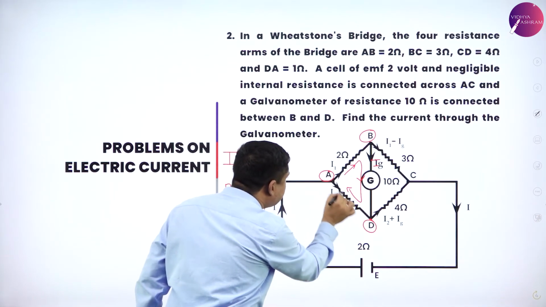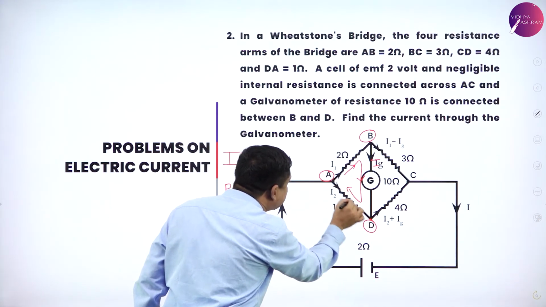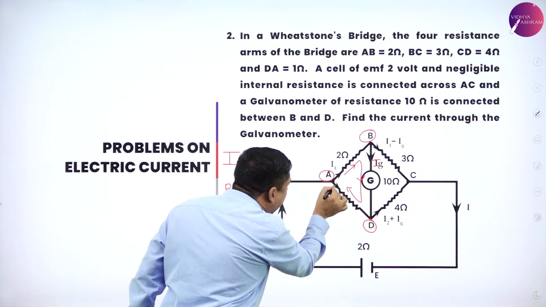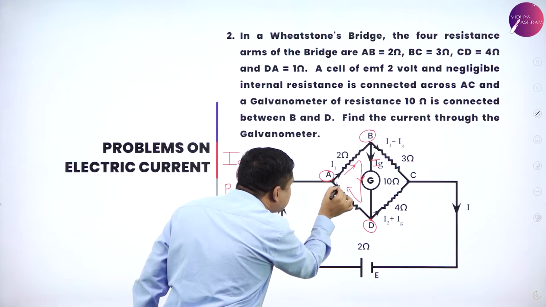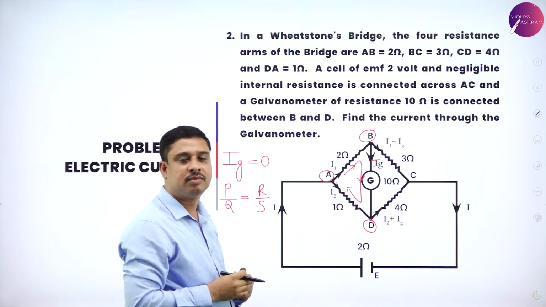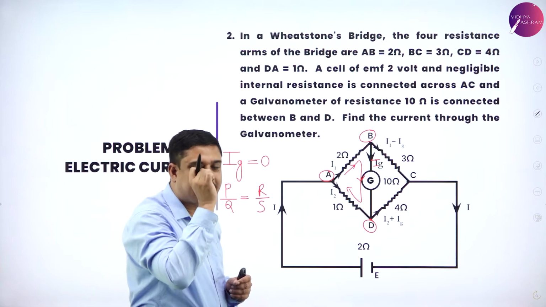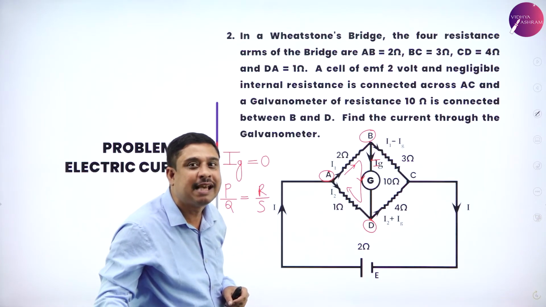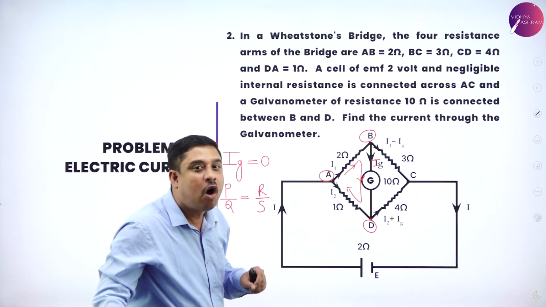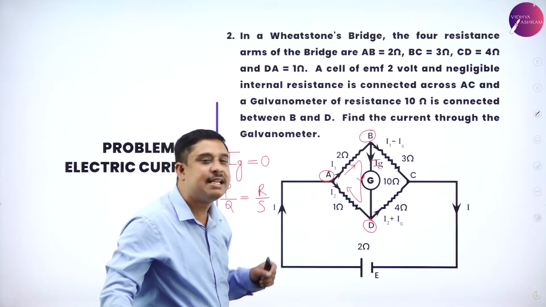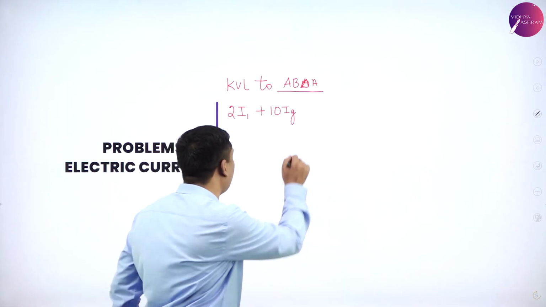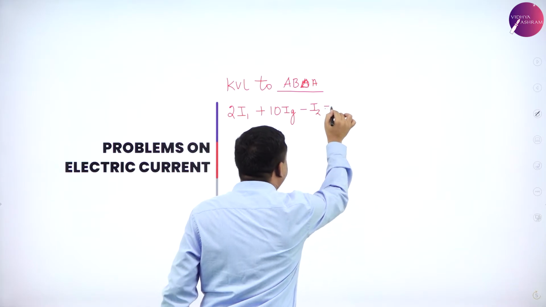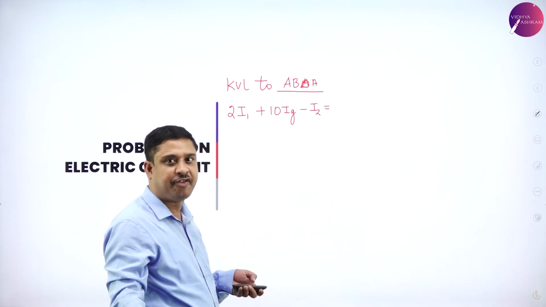The other current that is flowing in this mesh is I2, but very clearly I2 is opposite to the direction given. Look at the two arrow marks, I2 is opposite to this arrow mark. So product of current and resistance is negative now. So minus I2 is equal to EMF.